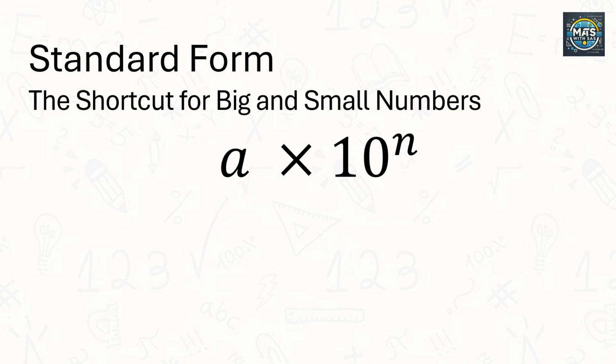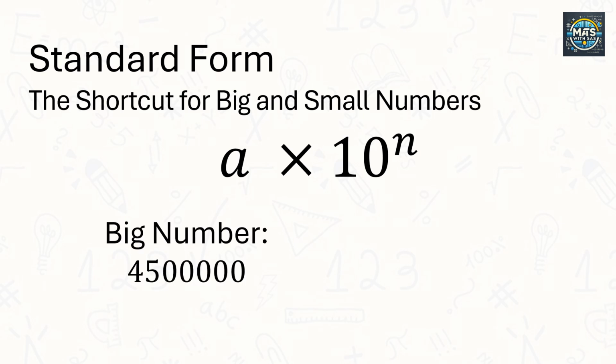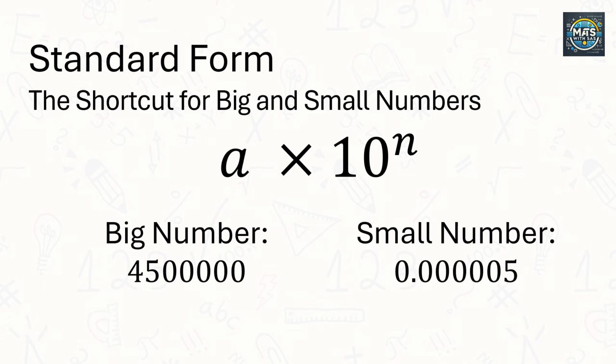Let's discuss the topic of standard form, also known as scientific notation. This method is used to write very large or very small numbers in a simpler way. Imagine you are dealing with a number like 4,500,000. That is a big number, and writing all those zeros can be tiring. Similarly, a very tiny number like 0.000005 has too many decimal places, which can be confusing. To make things easier, we use standard form.